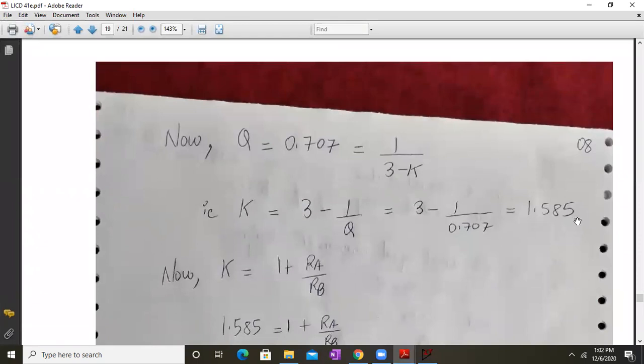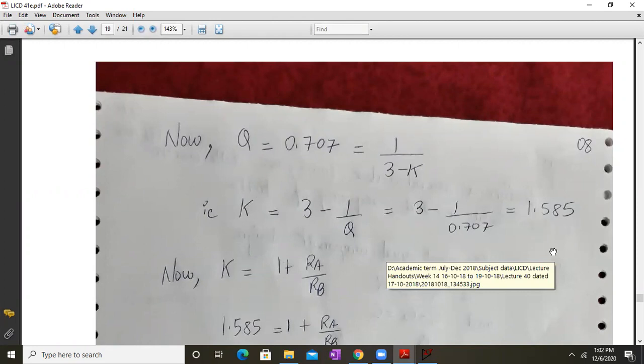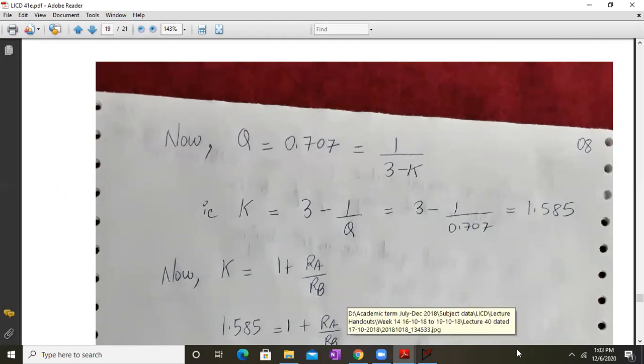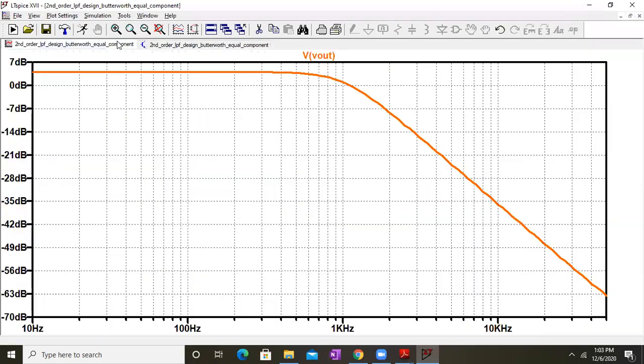A is 1.585. So one of you, if you can, take 20 log of 1.585 and tell me the answer. That answer will be 4 dB. If you convert this, this is actually your HOLP. This HOLP is nothing but your K, the gain of your non-inverting amplifier, which is calculated as 1.585. So you take 20 log to the base 10 of 1.585, that will be 4 dB. So your passband gain should be 4 dB.